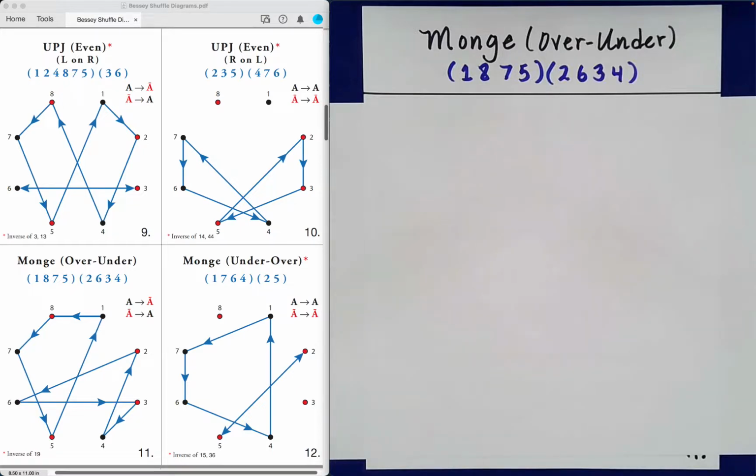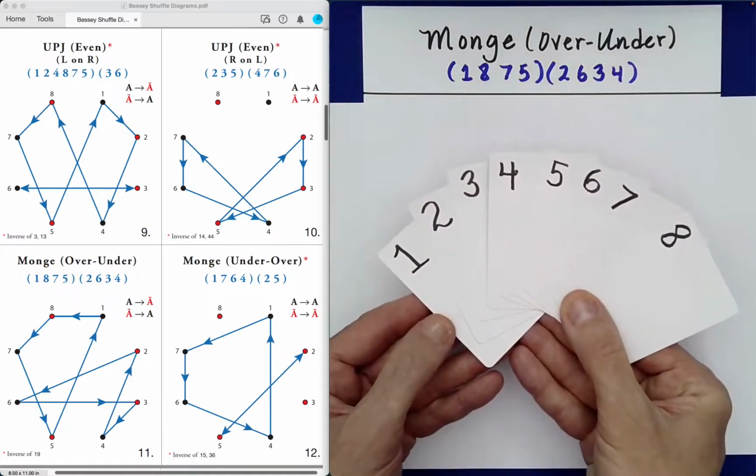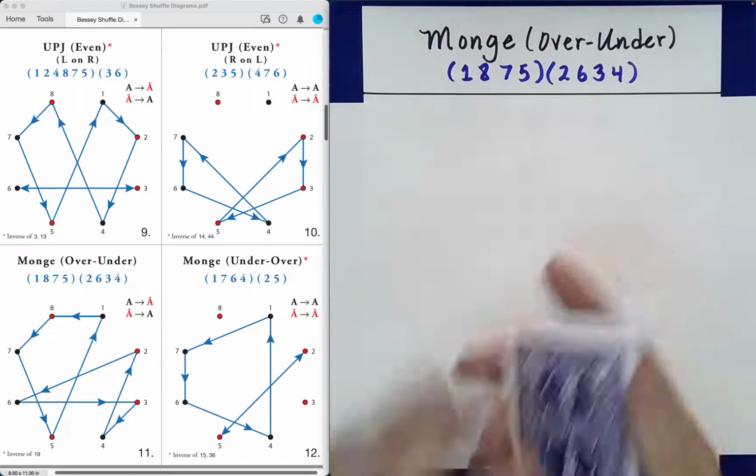Okay? So it's a great shuffle to be aware of and understand, at least to some degree, what this shuffle is doing to the ordering of the cards. Okay, so let's go ahead and see what this shuffle is doing. So as always, we begin with an ordered packet 1 through 8, and then we will look at the effect of the shuffle on this ordered packet.